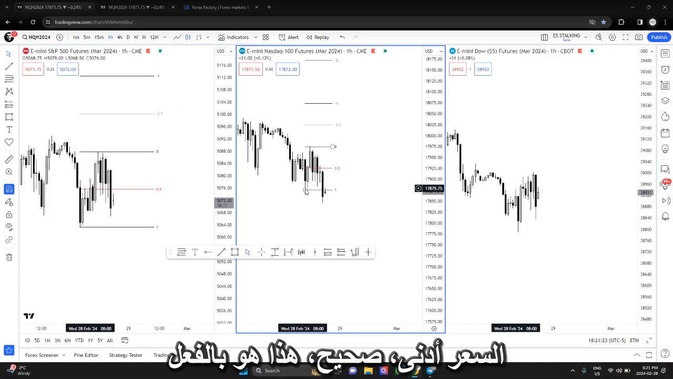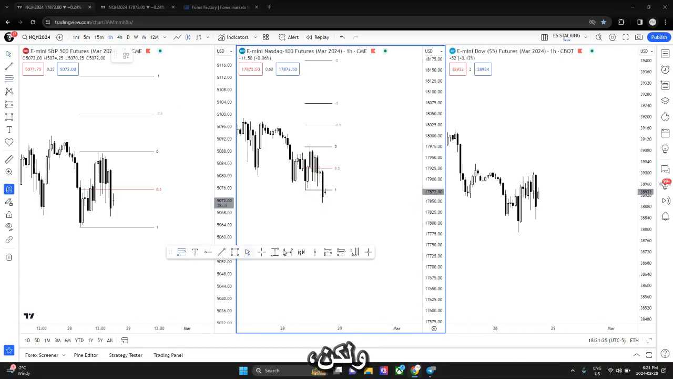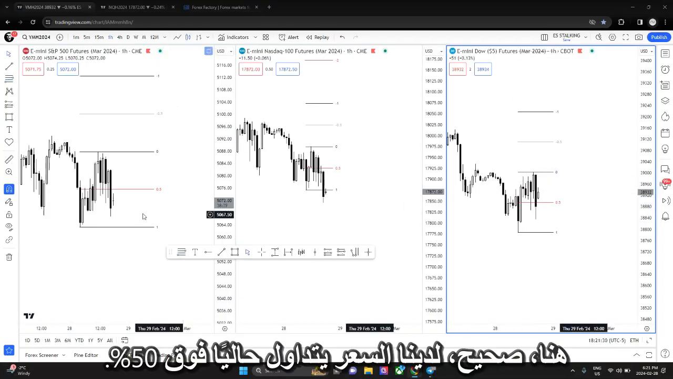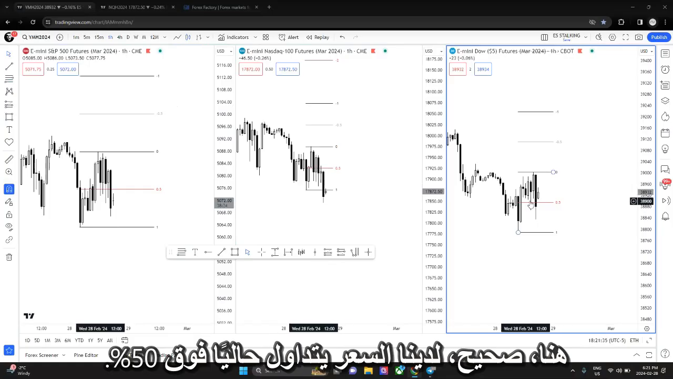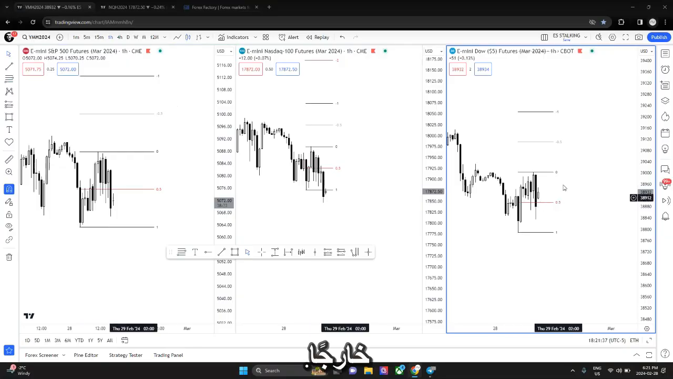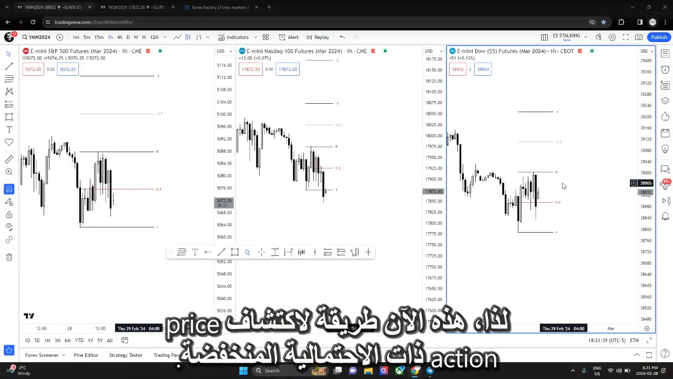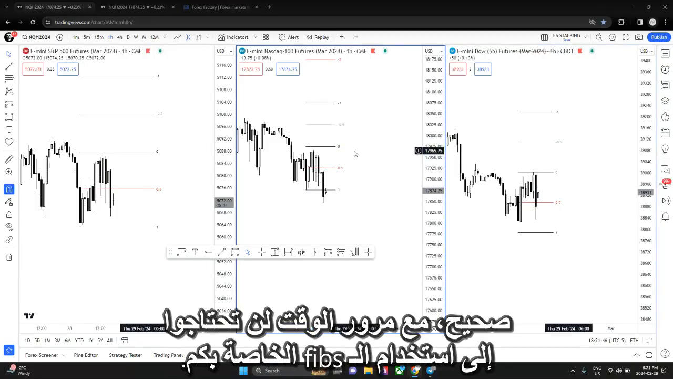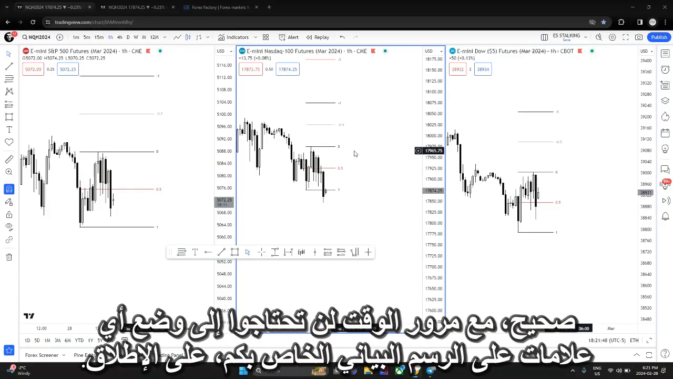So this is already SMT. But here, right, we have price trading currently above the 50 percentile. So this right now is a way to spot low probability price action, right? Over time, you will not need to use your fibs, right? Over time, you will not need to put any marks on your chart at all, right?